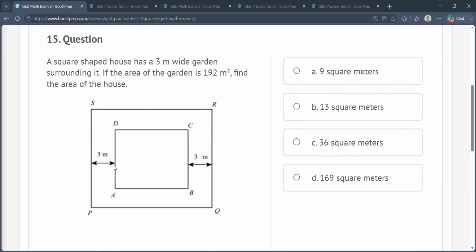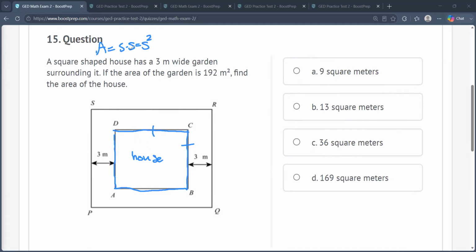So in the center, this right here is the house. This little square, right? Here's a house, and it's the shape of a square. So this thing that I'm highlighting is the house, and it's a square, so we know all sides are the same. What they're asking is to find the area of the house. So how do you find the area of this house? We know the house is a square, so the area of a square is S times S, or really S squared.